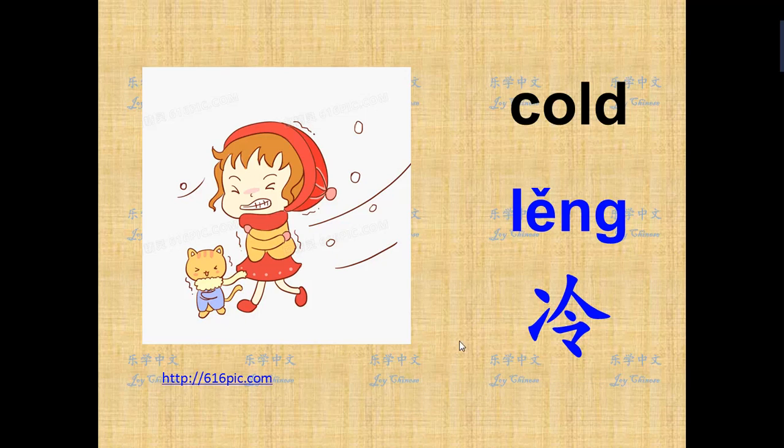Next one is cold. Combination of le and eng with third tone. Le eng, 冷 means cold. So this is also a character with two parts, left part and right part. 冷.